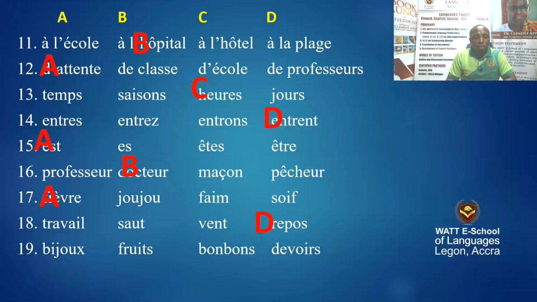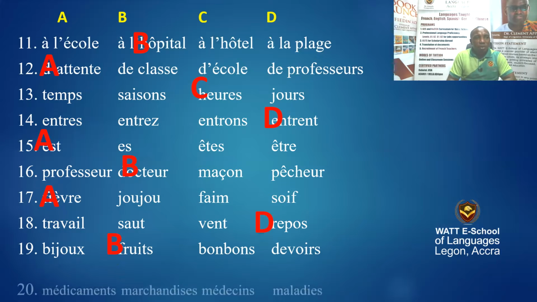Number 19. Bijou, fruit, bonbon, devoir. Bijou is jewelry, and fruit is fruits. Bonbon is toffees or candy. Devoir is work or assignment. So which one is it here? The doctor said he needs some fruits. Correct.